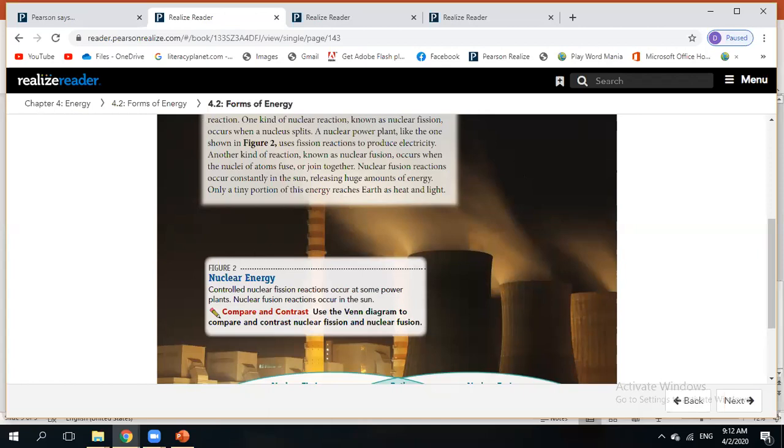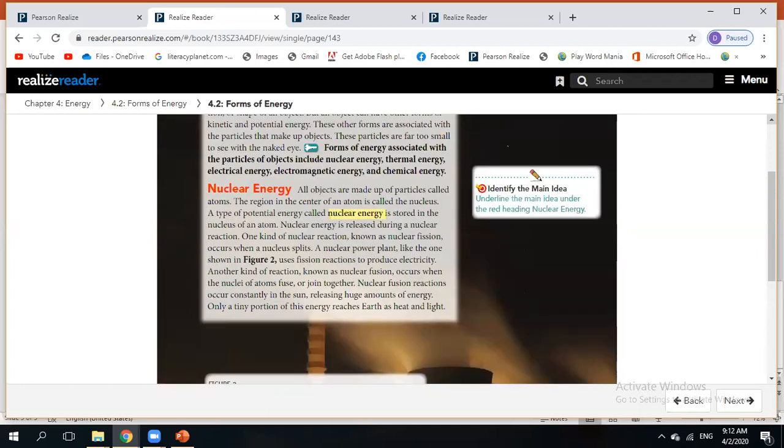So we have two kinds of nuclear reaction. Again, what's the meaning of nuclear energy? Nuclear energy is the stored energy, the potential energy inside the nucleus of an atom. It's just stored. How can it be released? During a process called nuclear reaction, to release this nuclear energy.